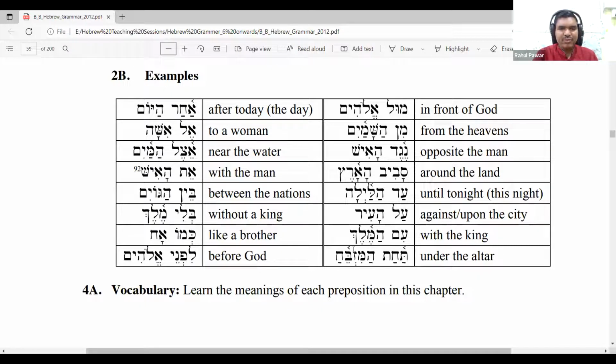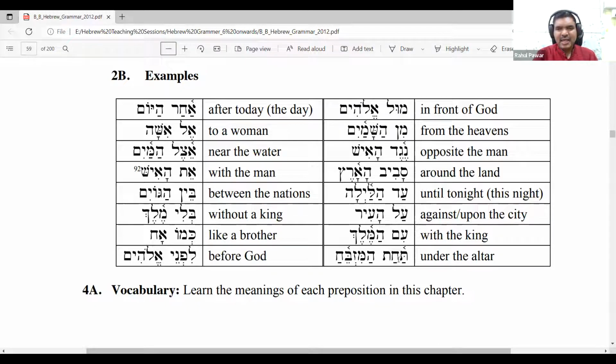Lifne Elohim, before God. Then Mul Elohim, in front of God. Min Hashamayim, from the heavens. Neged Haish, opposite the man. Saviv Haaretz, around the land. Ad Halaila, until tonight or this night. Then Al Ha'ir, against or upon the city. Then Im Hamelech, with the king.